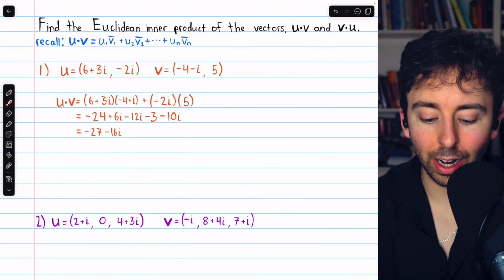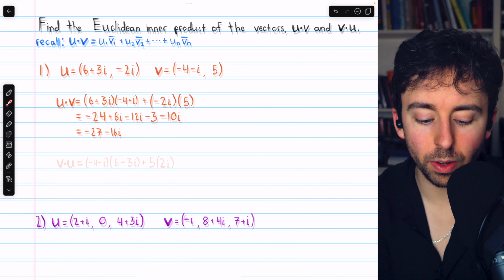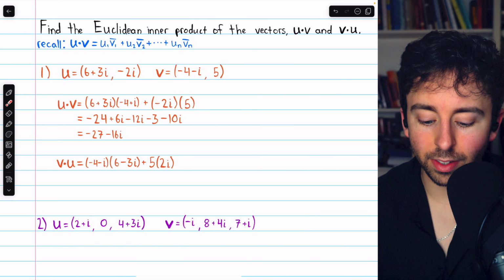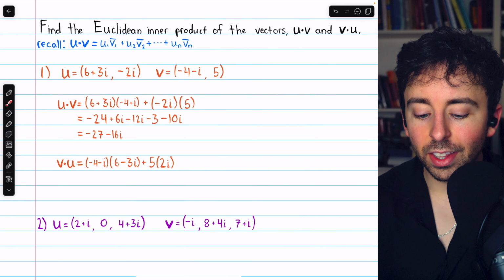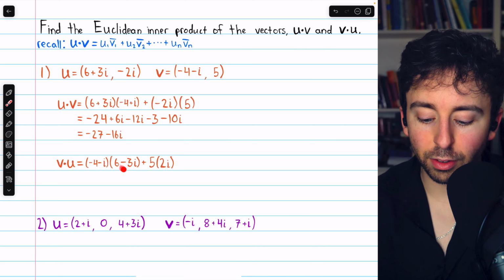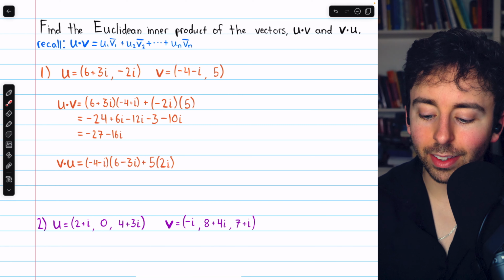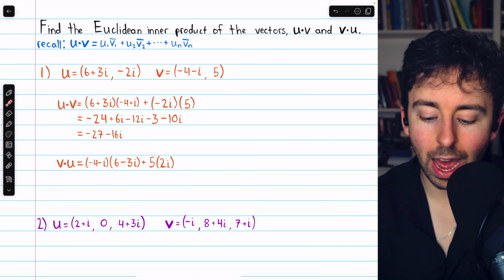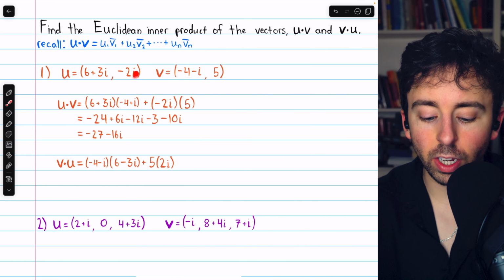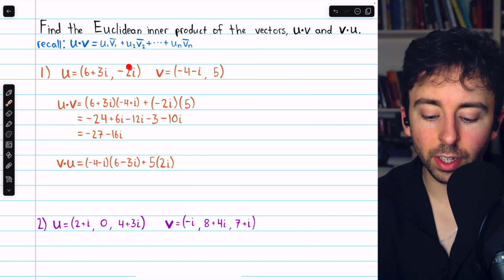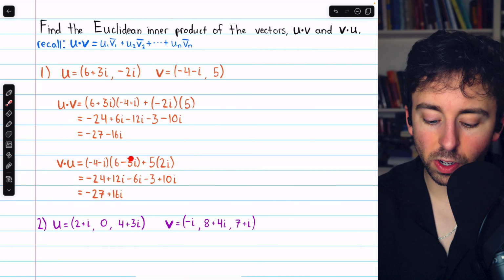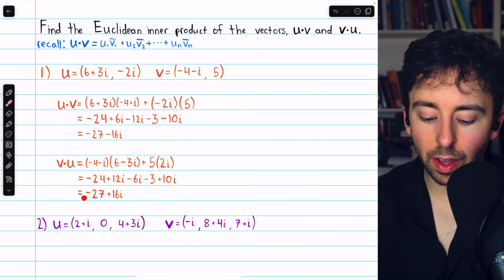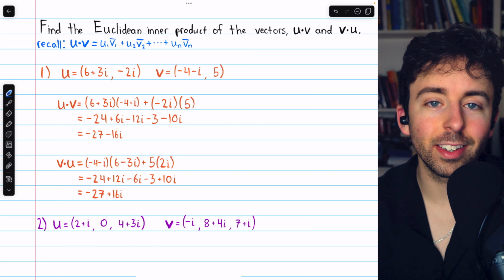Now let's go the other direction and compute v dot u. By definition, v dot u consists of the first component of v multiplied by the conjugate of the first component of u. The conjugate of 6 plus 3i is 6 minus 3i. Then we take the second component of v, which is 5, and multiply by the conjugate of the second component of u. The conjugate of negative 2i is positive 2i. Doing the distribution and then simplifying, we have negative 27 plus 16i.